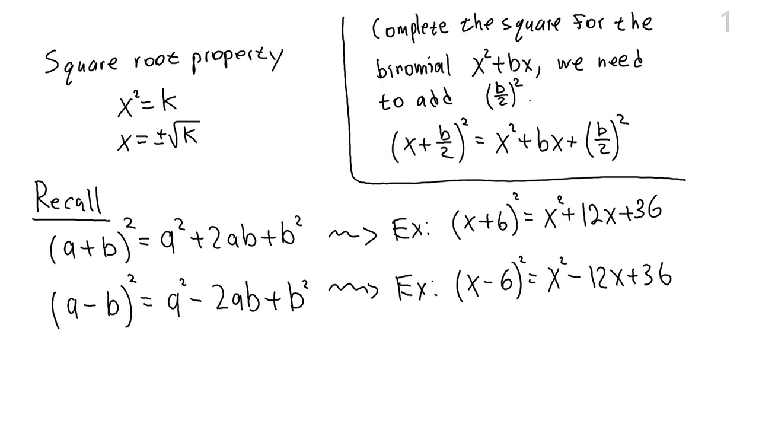So we're going to be faced with quadratic equations that don't necessarily look like something squared equals something, but through the process of completing the square, we're going to force our equation to look like something that we can use the square root property on. So let's see how this works in the first example.